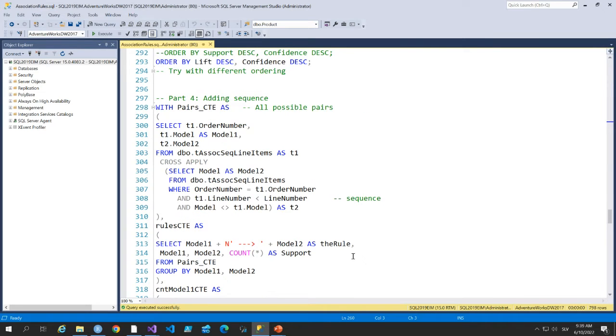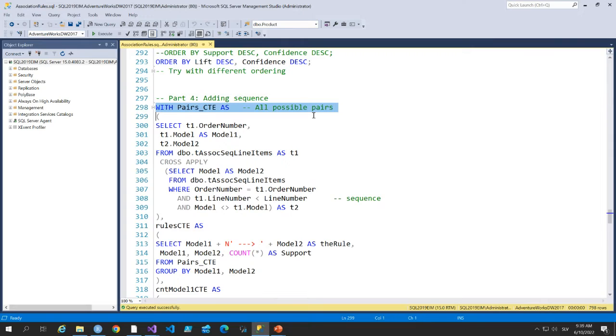All I have to do is change the first condition in the first query. So I'm still searching for all pairs. So model from left is different, not lower or greater than model from right. But I added another condition. Line number from left must be lower than line number from right.